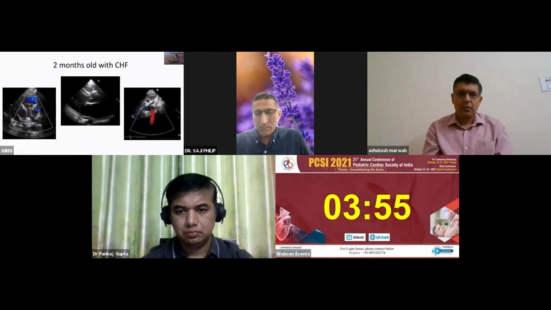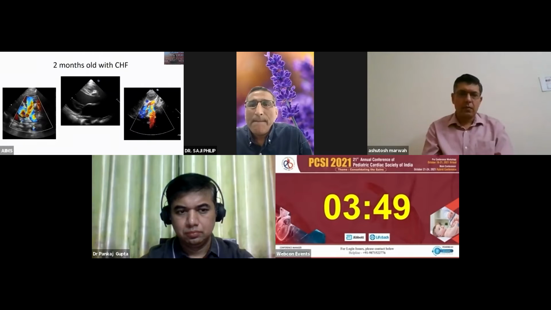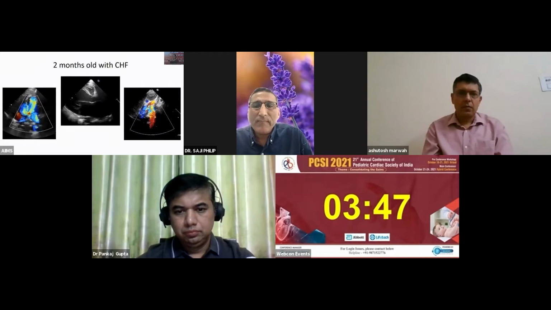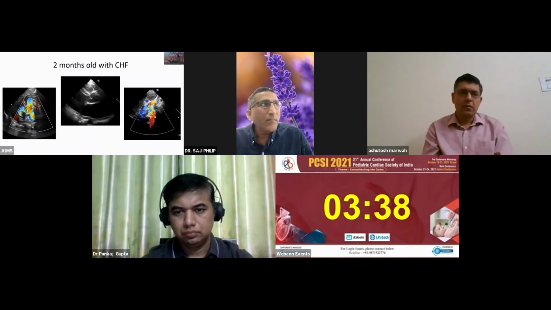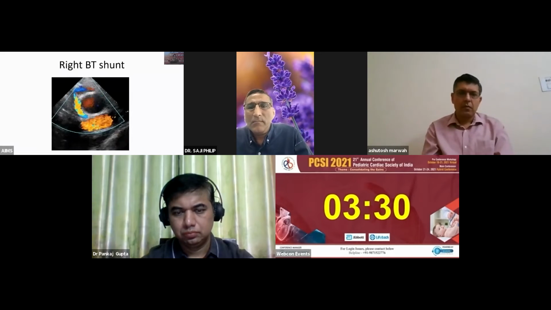On echo, I could not find anything, but there was a murmur, and we did a CT angiography, which showed a fistulous communication between the subclavian artery and the pulmonary artery, very distally. The child underwent device closure for the same. So clinical examination is very important, and you need to search for a subtle clue on the echocardiography to find the remote, distal causes for the flow reversal or the wide pulse pressure.